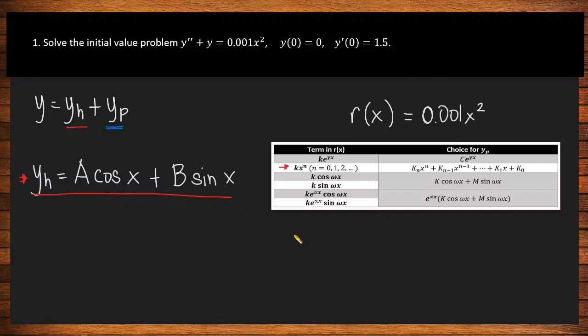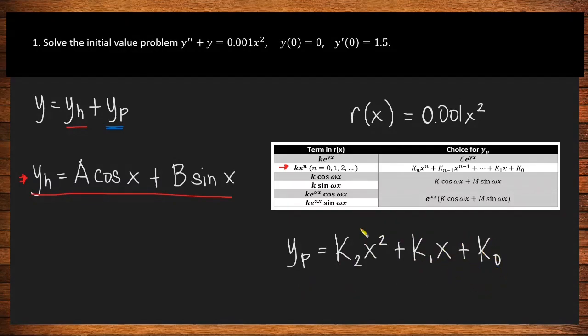So, yung basic rule. So, basically, if r of x contains a function that is in the first column, then we will simply choose y sub p in the same line and then determine its undetermined coefficients by substituting y sub p and its derivatives into our non-homogeneous linear ODE. So, in this case, yung n natin is yung power ng x, so that will be equal to 2. Therefore, our choice equation for y sub p will be equal to k sub 2 x squared plus k sub 1x plus k sub 0.